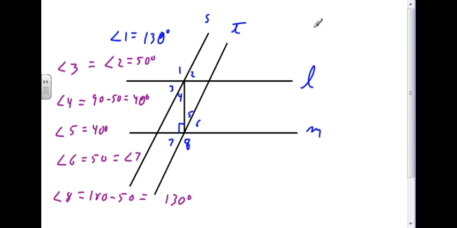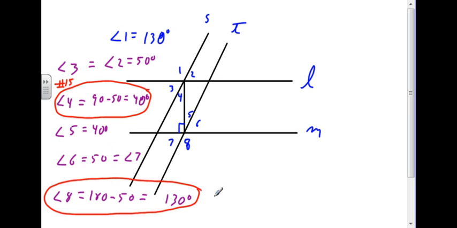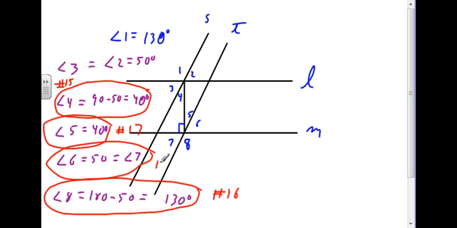Okay, so we go back and say, well, I want 4. So that's number 15. I want 8. That's number 16. I want 5. Number 17. And I want 7. That's number 18. So it'd be just as easy to solve for everything and then go back and write down what it is.